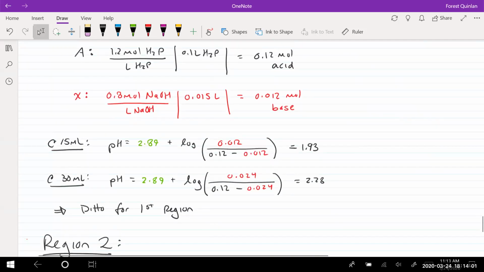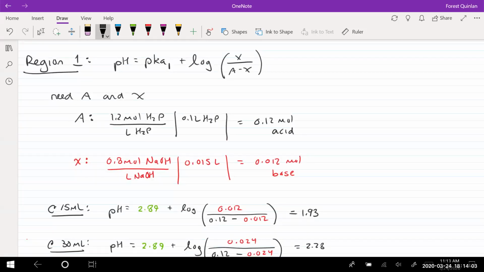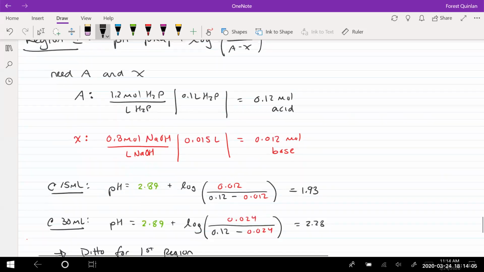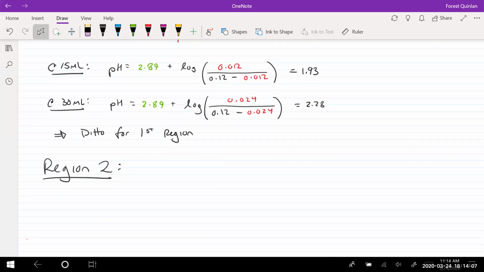Underline region 1. I will now. All right. As you guys have already done the intuitive leap here, that is pH equals pKa2 plus log of x over a minus x.